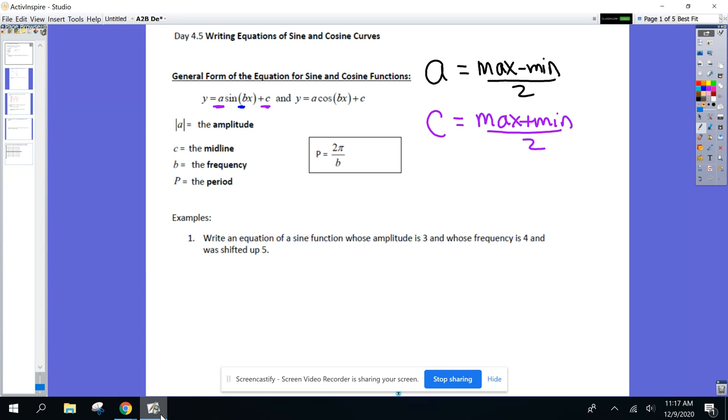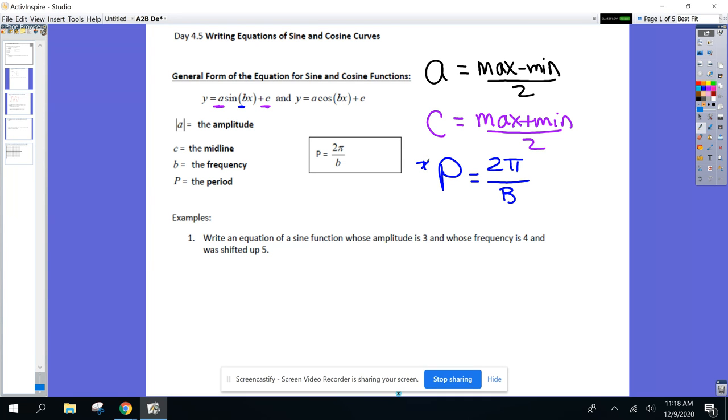The period, right? The period formula, yep. Which is, do you remember it? Period equals what? 2 pi over B. There you go. So when we find a B value today, we're going to have to use the period formula to find it. All right?